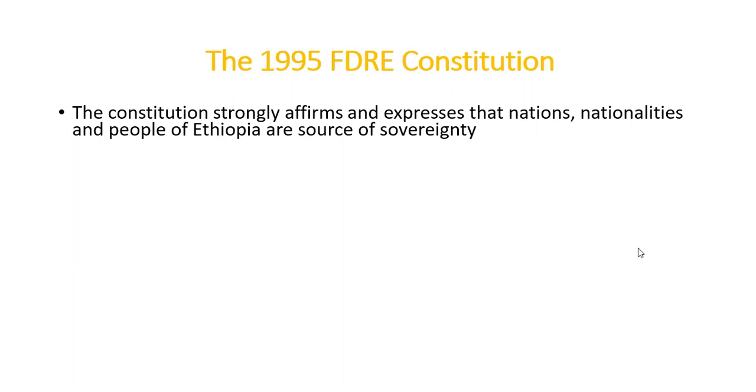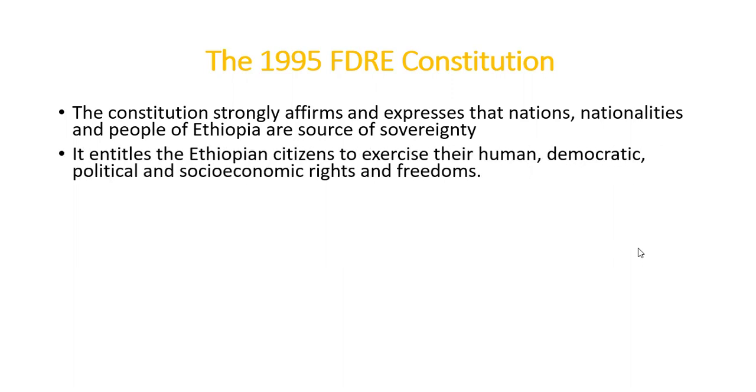So it explicitly states the rights and duties of the federal government as well as the prerogatives of the regional states. It also states that political power shall be held through free, fair, and periodic elections. So it entitles Ethiopian citizens to exercise their human, democratic, political, social, and economic rights and freedoms. It defines the right of nations, nationalities, and peoples of Ethiopia to exercise self-determination, including the right to secession. Article 39, besides, the Constitution recognizes and affirms fundamental human rights and freedoms in conformity with the United Nations Universal Declaration of Human Rights and other international human rights instruments.